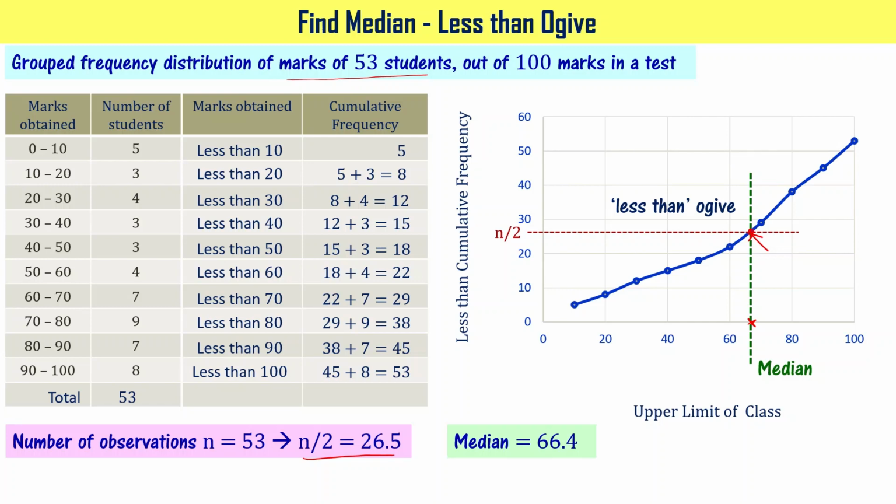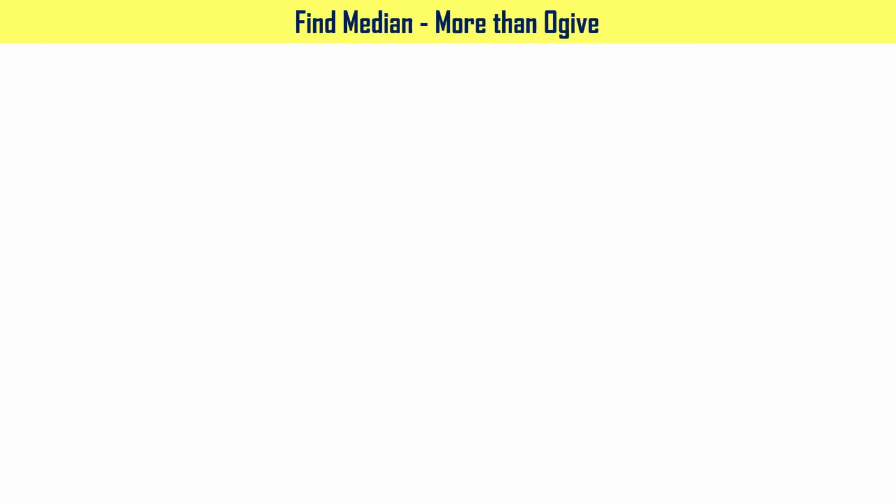From the graph paper, when you do it, you get exactly the median. But here you may not be able to say whether it is 66.4 or 66.2. How do I say? You may have that question. But the procedure is the same. When you have graph paper, you will get it correct. Right? Now let's find the median using the more than ogive type graph.